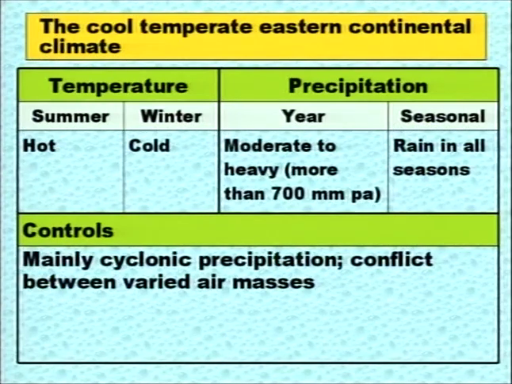For the cool temperate eastern continental type climate, temperature, summer is hot, winter is cold. Precipitation, moderate to heavy, more than 700 millimeters per year. Rain falls in all seasons in this type of climate. The controls, mainly cyclonic precipitation, and there is also conflict between the varied air masses.